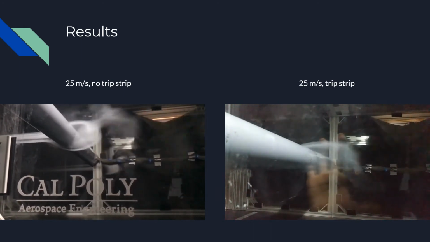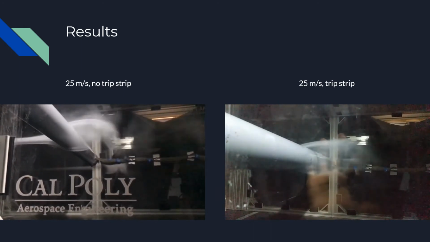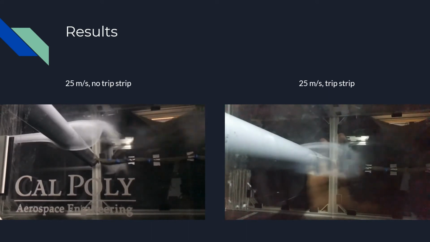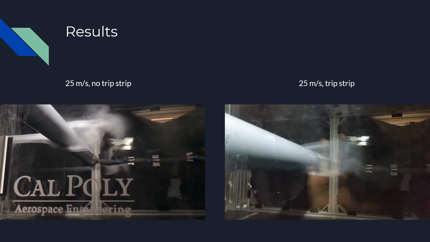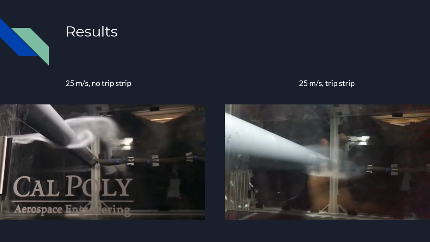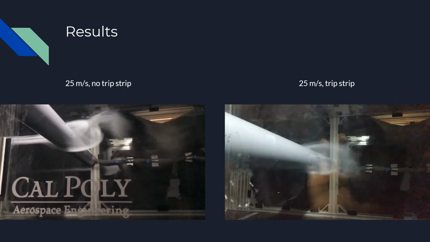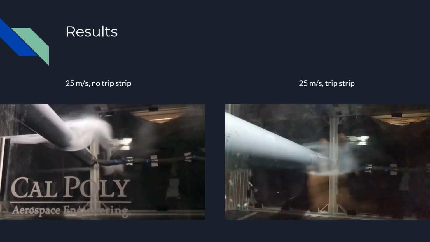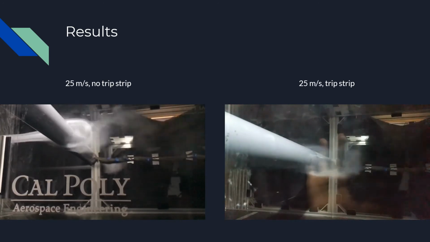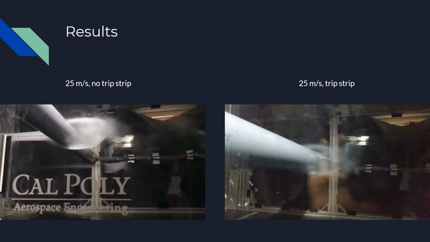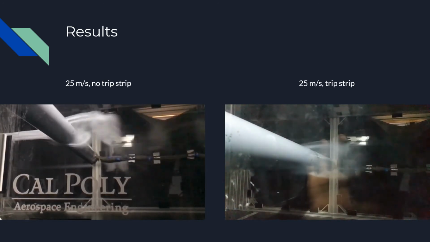Let's take a look at the 25 meters per second test. On the left side we have no trip strip, and on the right side we have trip strip. This is the highest velocity we tested at, and this should correspond to the highest Reynolds number that we tested at. So both of these cylinders should have a later point of separation than all the other tests we ran, and the 25 meters per second with the trip strip should have the latest point of separation out of all of our tests.